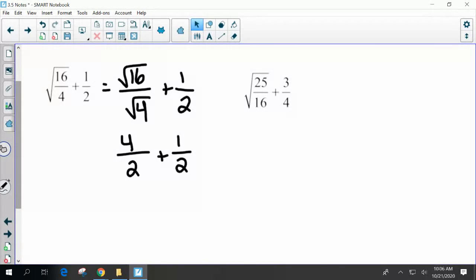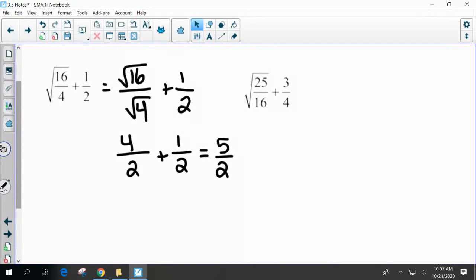So 4 halves plus 1/2. 5 halves. That's 5 halves. And you can leave it like that. Actually, you don't have to change it back to mixed. So you could leave this improper as long as it's simplified. Like I wouldn't leave 6 halves because you could simplify that, right? But 5 halves is simplified. You don't have to go back to mixed. We can stop doing that. That was 5 halves. Like you can't divide anything out of 5 and 2, so it's completely simplified.